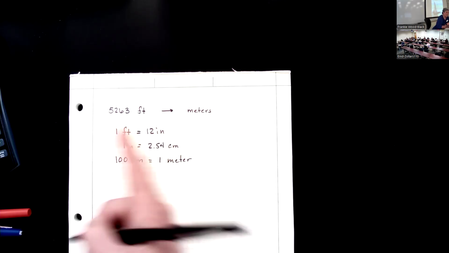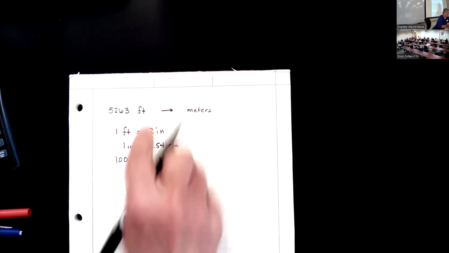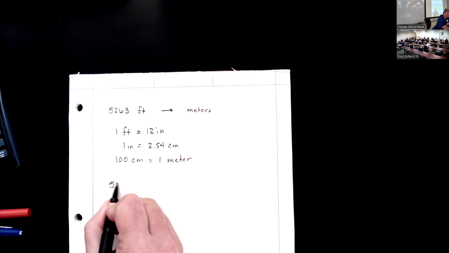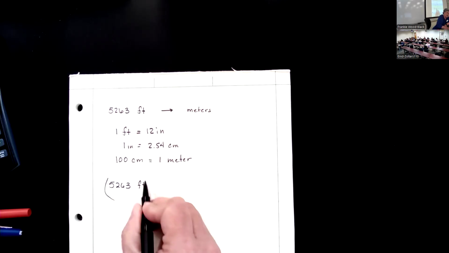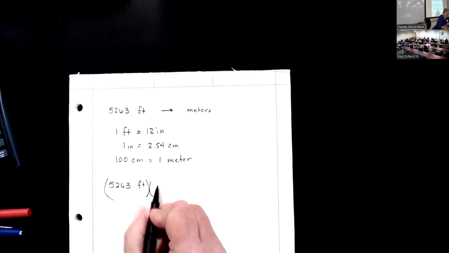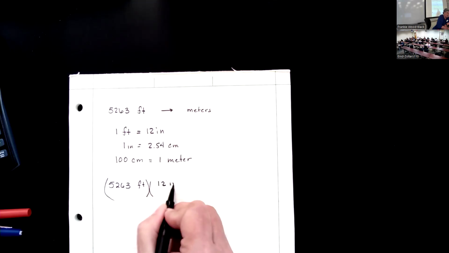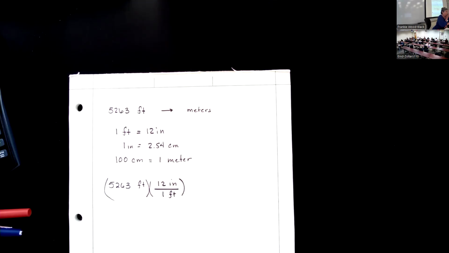So if I want to get from 5263 feet to meters, I'm going to start with my 5263 feet. And we're going to go ahead and get it into inches here. We know that 12 inches is 1 foot. How do I know to put the foot on the bottom instead of on the top? It's because those units are going to cancel each other out.